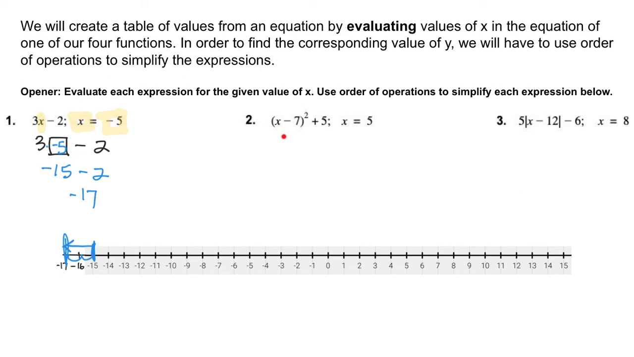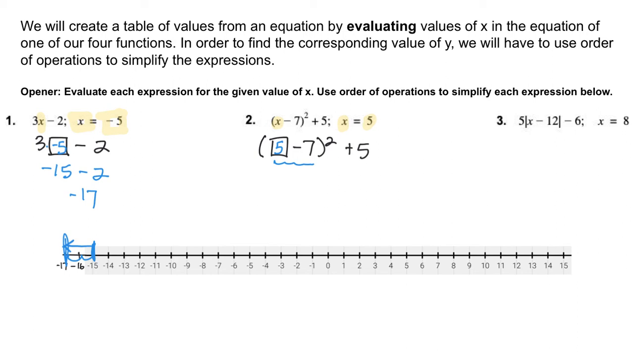Taking a look at example 2, I have x minus 7, that quantity squared, plus 5, and the value that we're plugging in is 5. So again, anywhere we see an x, we're going to put in 5. So here in x, we're going to substitute 5. So I have this something minus 7 squared plus 5. That something, we have been told, is 5. So we're going to put that in here. Order of operations tells us that we are going to do inside our parentheses first.